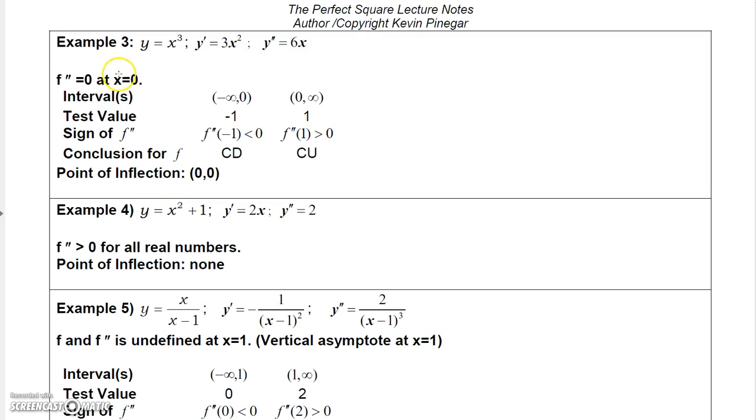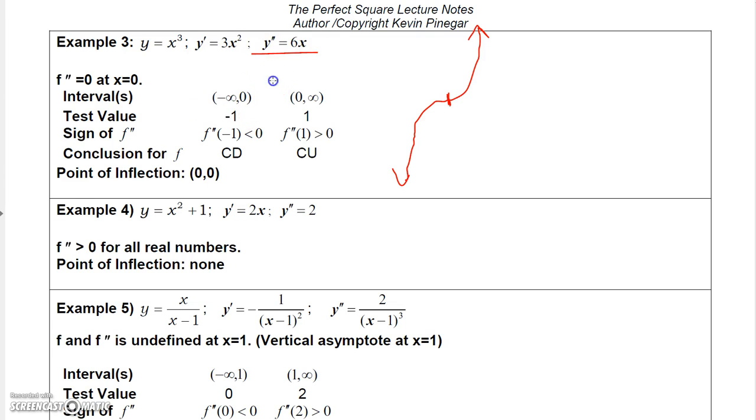Alright, so for this one, y equals x cubed, you kind of know what that looks like. It's one of the basic graphs. So here's just a rough sketch of it. And this is the point 0, 0, because that's where the point of inflection is going to be. Alright, so the derivative was 6x.